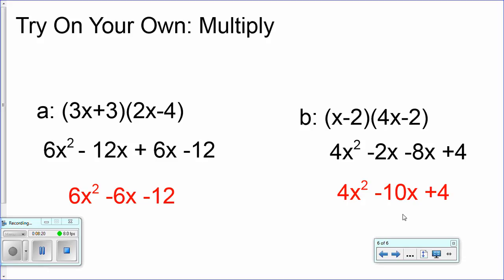Okay? If you have any questions, please write them down and I'll answer them next time I see you. But yeah, that's it. Multiplying, straightforward. You can distribute, Punnett square, or FOIL it if it's binomials.